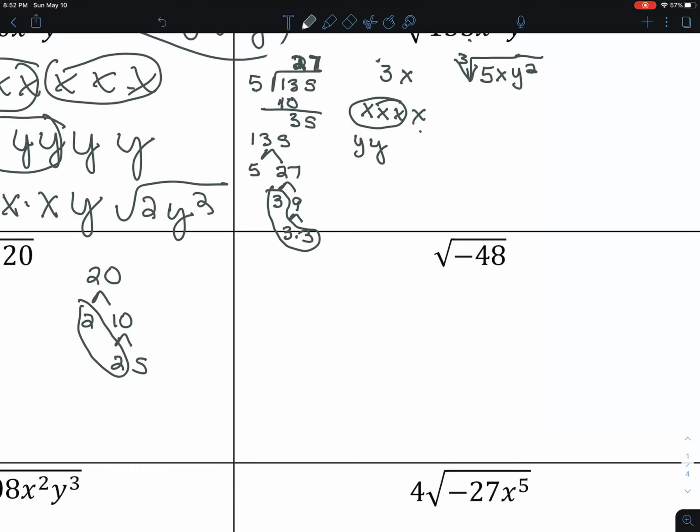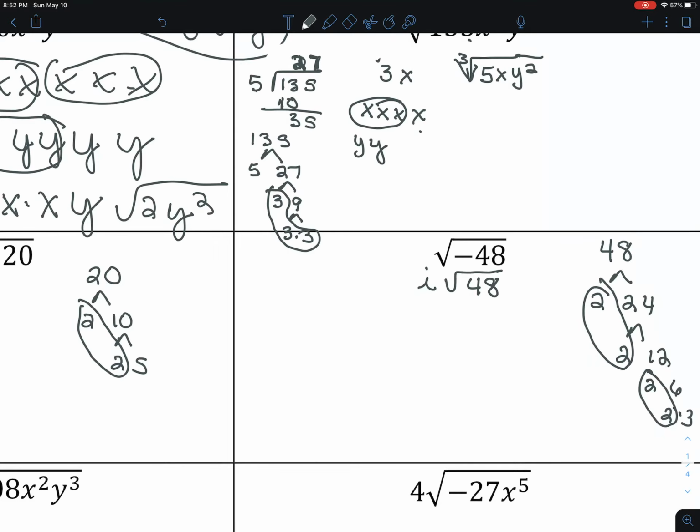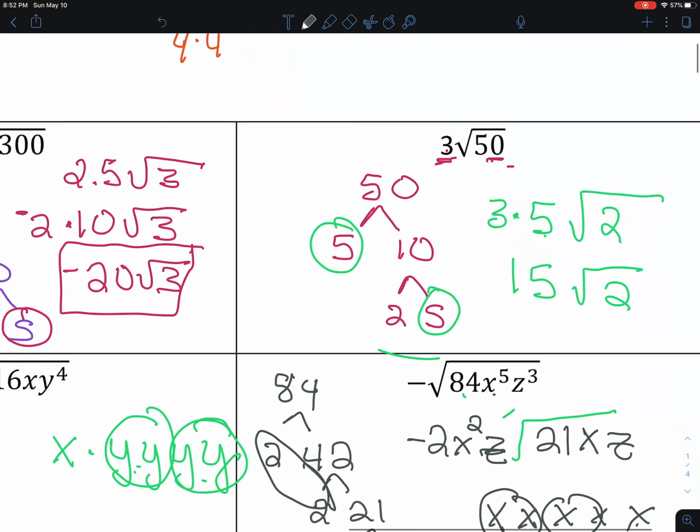Okay, welcome back. Again, we're going to write this as i square root of 48. And then we're going to break up 48 into 2 times 24, which is 2 times 12, which is 2 times 6, which is 2 times 3. Okay, so what do we have? We have one set of 2's. We have another set of 2. So together they go out, and that is i times 2 times 2. And then what's left stays in the house.